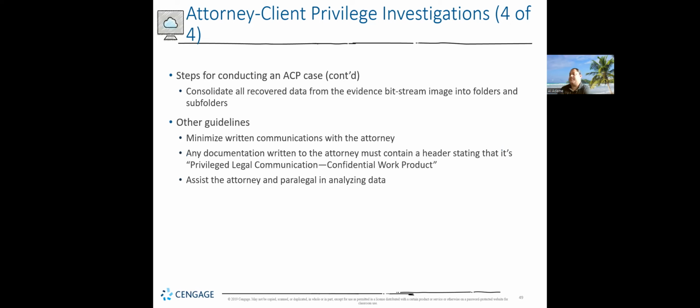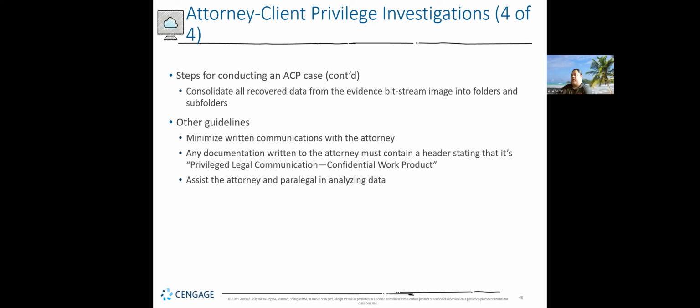Steps for conducting an ACP case, continued. Consolidate your recovered data from the evidence bitstream image into folders and subfolders. So you would essentially reorganize this somewhere on your work machine and say this is for case whatever. Here's what I found in this area. Here's what I found in that area. Here's what I found in this area. It would all be there.